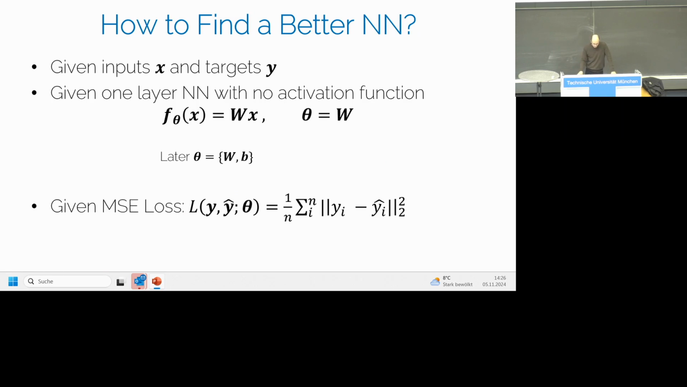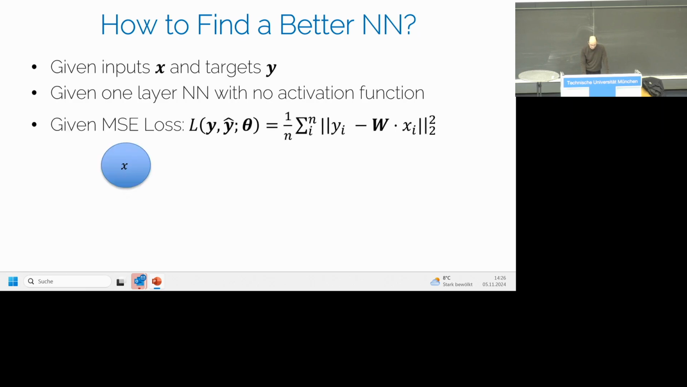So how do we go about this? We have inputs, we have targets, we have a neural network. Say it's a one-layer neural network with no activation function, so very simple, just a linear transformation with a set of weights. And then later we'll have a bias as well among the unknowns. Then we can take a loss function, let's say here the mean square loss. And then given this loss, we can try to optimize with respect to the parameters theta, that in this case are just the weights of the matrix W.